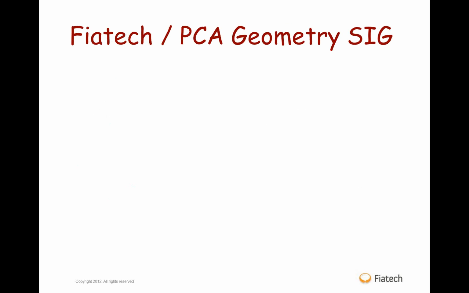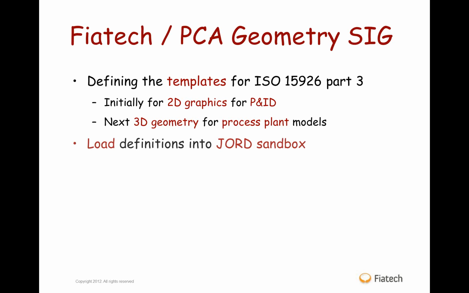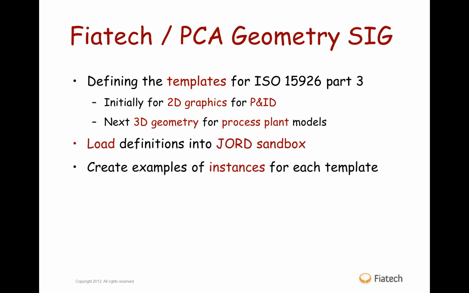So the geometry SIG, defining the Part 3 objects required for the 2D graphics for the PNID and the 3D objects for process plant models. And those definitions will be loaded into the PCA RDS sandboxes. We'll also be creating in that project, this SIG, examples of instances for each of the templates to make it easier to understand.